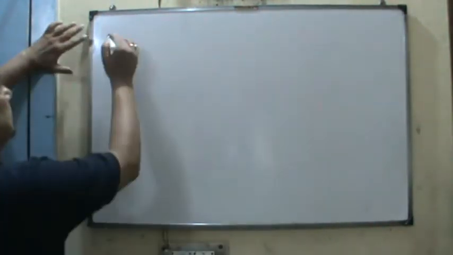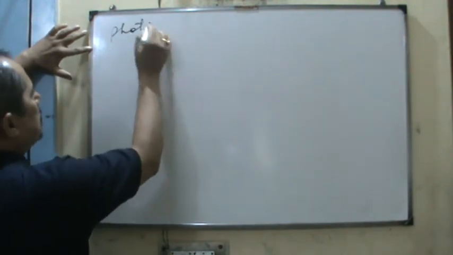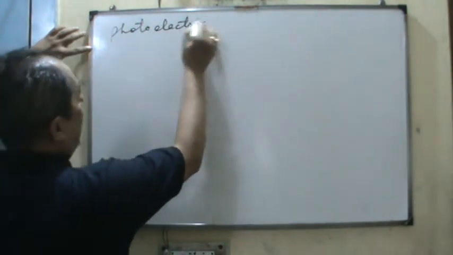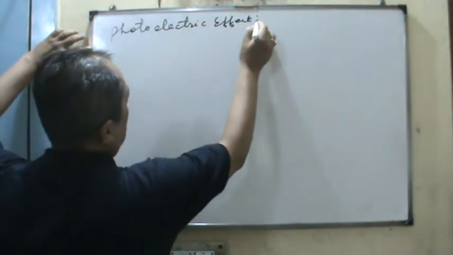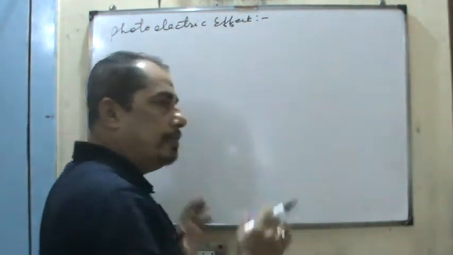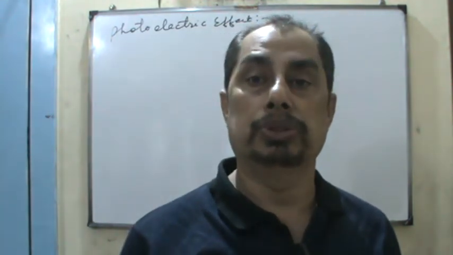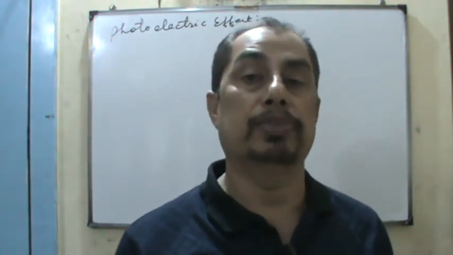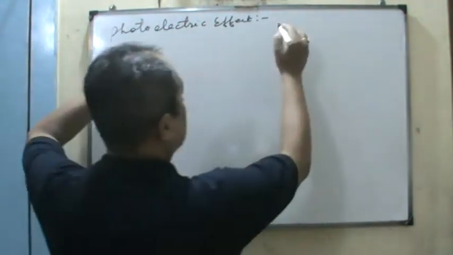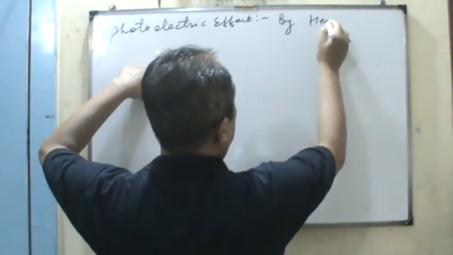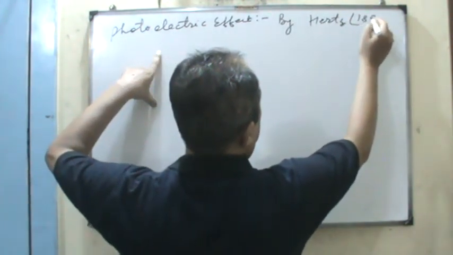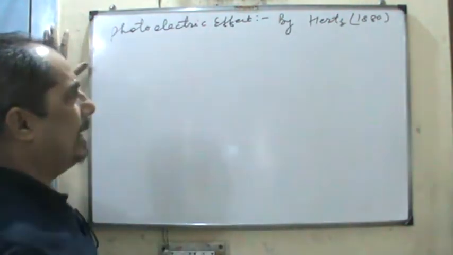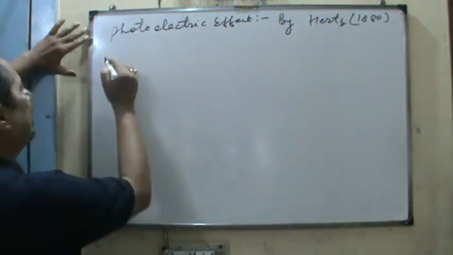And next is the photoelectric effect. Take a piece of metal, alkali metals usually sodium, potassium, rubidium, cesium, and strike it with photons of light. Then the electrons are ejected from the metal surface, which is known as the photoelectric effect. That was explained by Heinrich Hertz approximately in 1880.